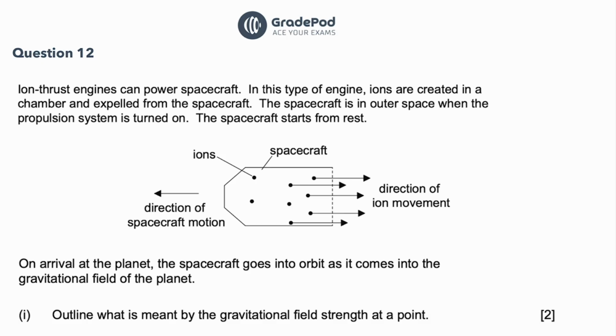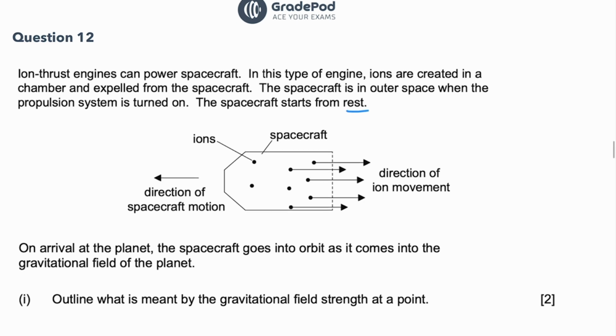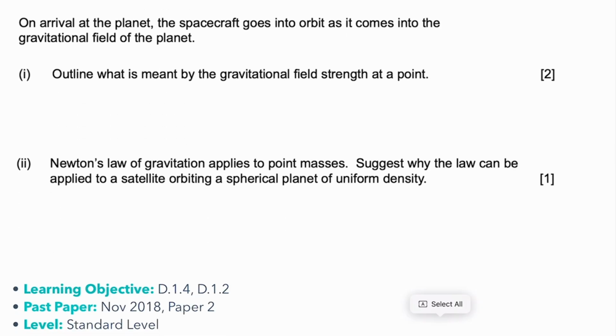The spacecraft is in outer space when the propulsion system is turned on. The spacecraft starts from rest. On arrival at the planet, the spacecraft goes into orbit as it comes into the gravitational field of the planet. Outline what is meant by the gravitational field strength at a point. Well, we've seen this already.